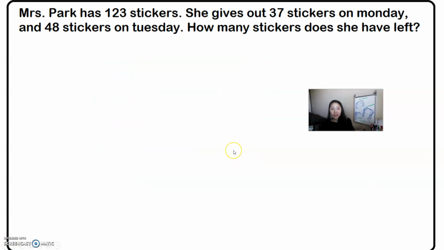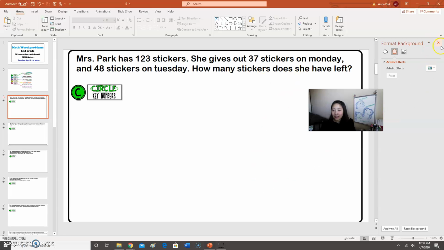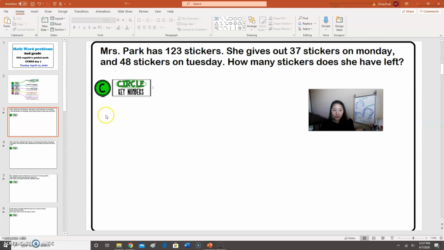This is actually one of the first problems we did, way far back when we first started. I'm going to exit out of full view mode so you can see what's going on. It tells you that we need to circle the key numbers. Every day we advance, it is going to have another step, and today we're just circling the numbers.